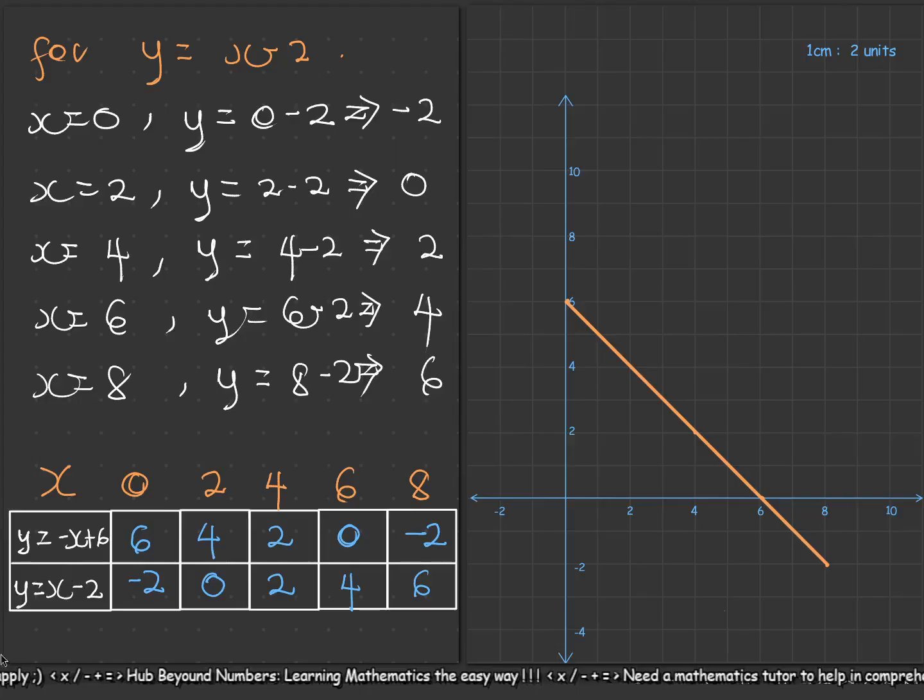For the second equation, we have if x equals 0, y is negative 2. So that point here. Then if x equals 2, y equals 0. So this is it over here. If x equals 4, y is 2. So 4, 2. We have that point here. And if x equals 6, y is 4. That point also here. And then if x equals 8, y is 6. So that is here. Now that we have our points, just as we did, we draw our line through.